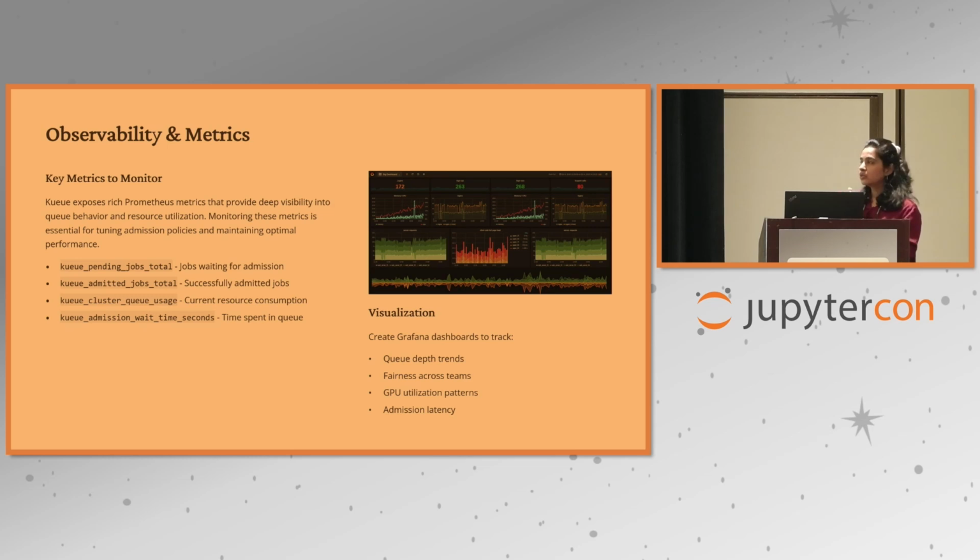So in order to make Kueue efficient, we also need to track everything in our Prometheus and Grafana metrics, in order to understand what the key metrics to monitor are, because Kueue exposes rich Prometheus metrics that provide deep visibility into queue behavior. If you see, there are certain commands showing jobs waiting for admission, successfully admitted jobs, and current resource consumption. This is what we use in our regular Kueue platforms.